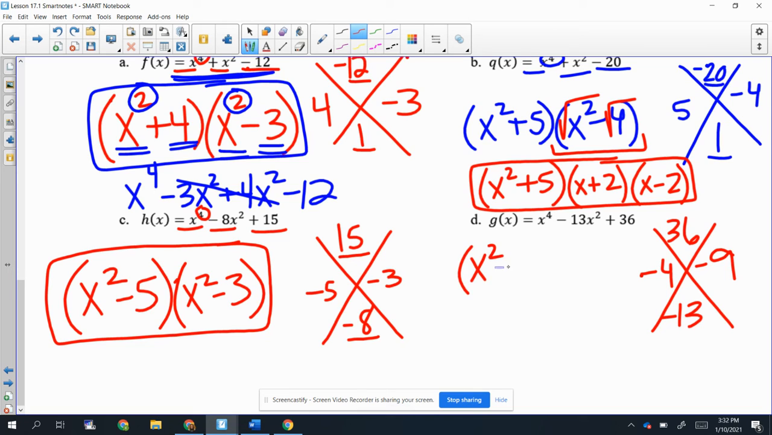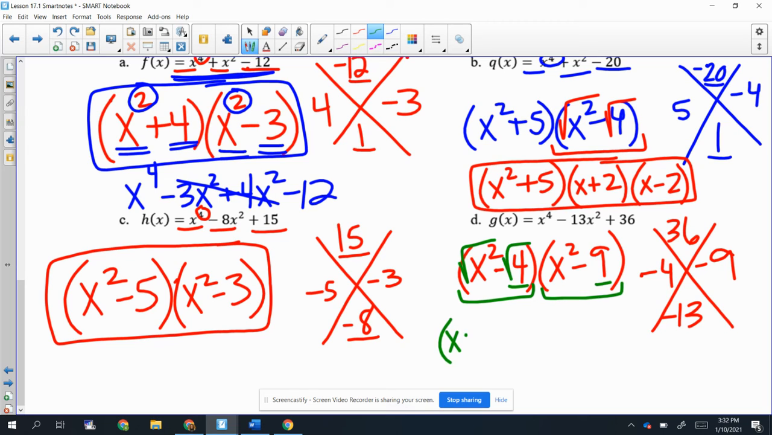And then when you write your answers, be very careful here. Both of these are actually difference of squares because 4 is a perfect square and so is 9. So I'm going to write this as, if I take the square root of these, x plus 2, x minus 2. And then same thing here. If I take the square root of both of these, I can write it as x plus 3, x minus 3. So this would actually be your final answer. So don't get tricked by that.